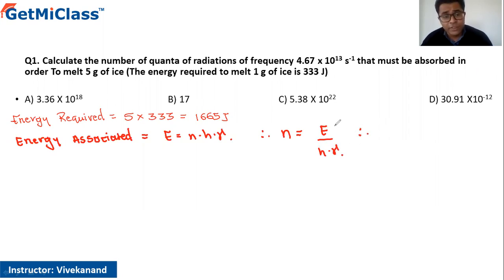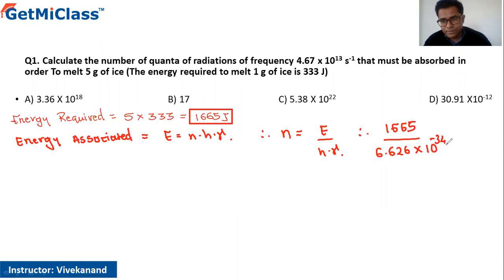Therefore, the total amount of energy that we have seen so far is 1665 joules, right? So therefore, we'll have it over here as 1665 joules. The whole thing would be divided by H. H is a Planck's constant. So the value of Planck constant would be 6.626 into 10 raised to minus 34 into the frequency. Frequency is 4.67 into 10 raised to 13.